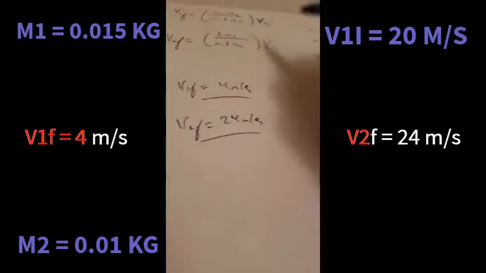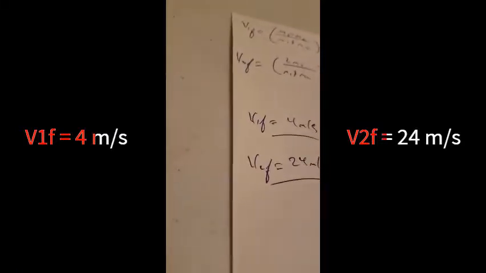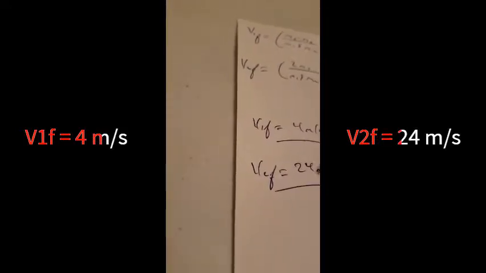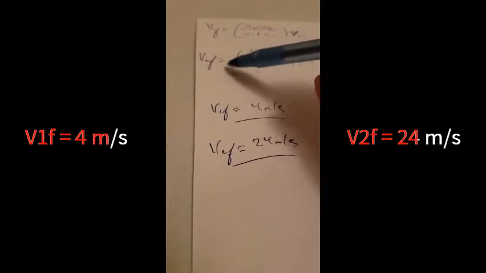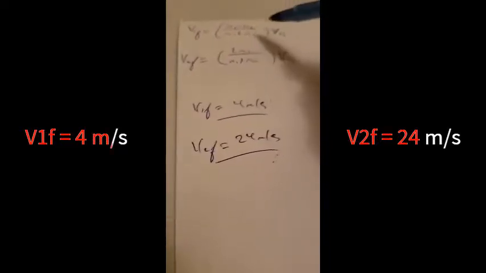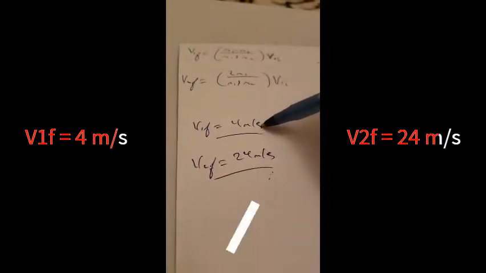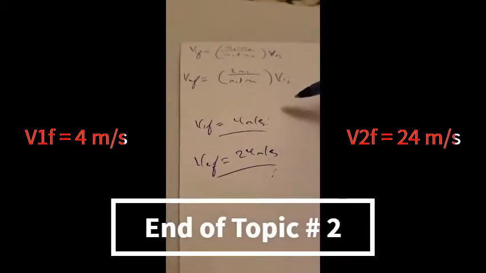Okay, so that's our final velocity, and it makes sense because momentum is conserved in an elastic collision. Since the initial velocity of the second body was 0, it'll have 24 meters per second, and since the first body was at 20 meters per second, it loses some of its momentum and will have a lower speed, which is 4 meters per second, which is v1f. So these two answers do make sense.